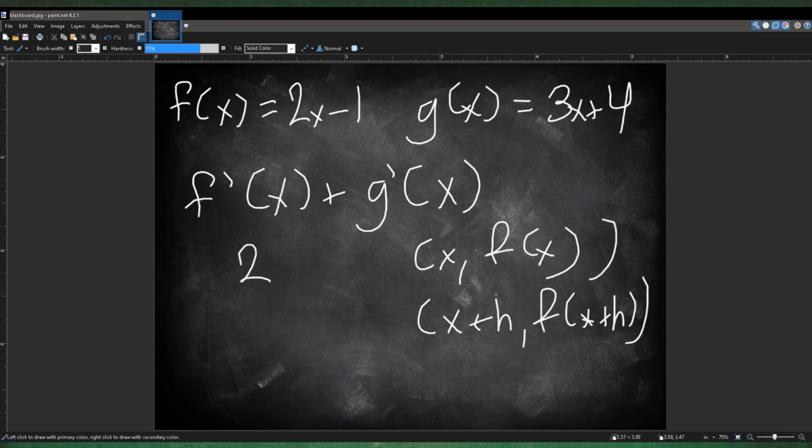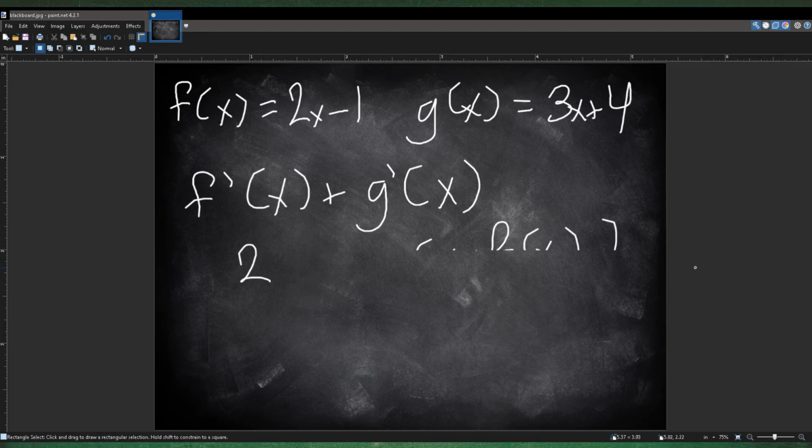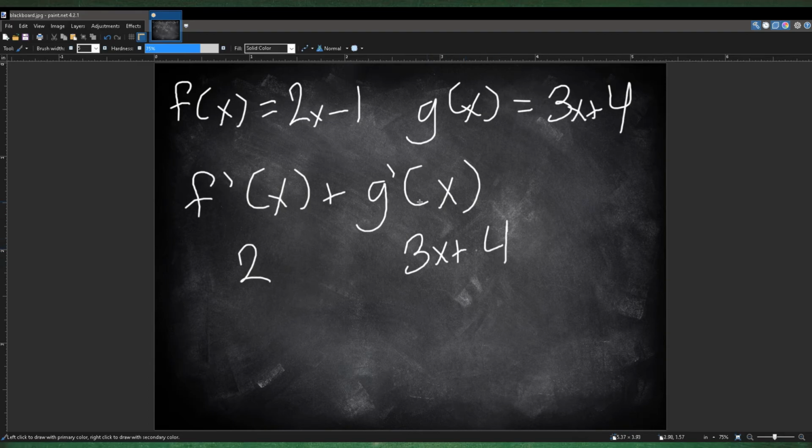You could always do it, but later on in the video, I'll teach you a faster method, so you don't have to always do this work to find the derivative, because it seems like a lot of work to do something so simple. So for now, we're going to use this general idea, and we're going to help derive it. So we have g of x, which is 3x plus 4, and we have x plus h.